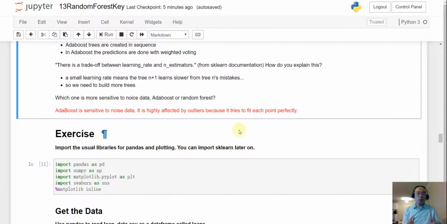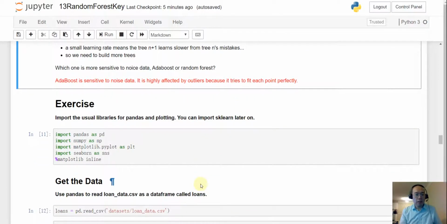So before you decide if you really want to use AdaBoost or not, try to get some sense of your data, or do some exploratory data analysis with visualizations, so you can get some idea of how clean this dataset is before you decide whether you want to use a decision tree or AdaBoost. Okay?